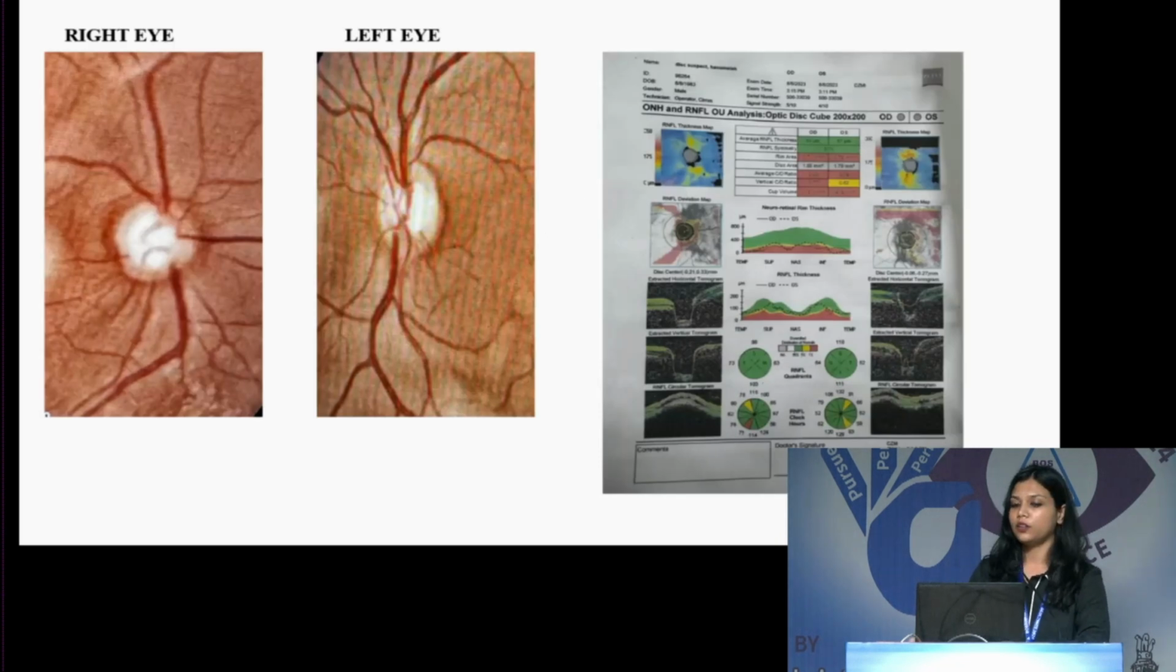The fundus images are of low quality because they were taken with the fundus camera. In the right eye there was a cupping of 0.7, and in the left eye a cupping of 0.6. This OCT was taken prior to surgery, so with poor signal strength, and you can see there is RNFL thinning in the inferior quadrant.